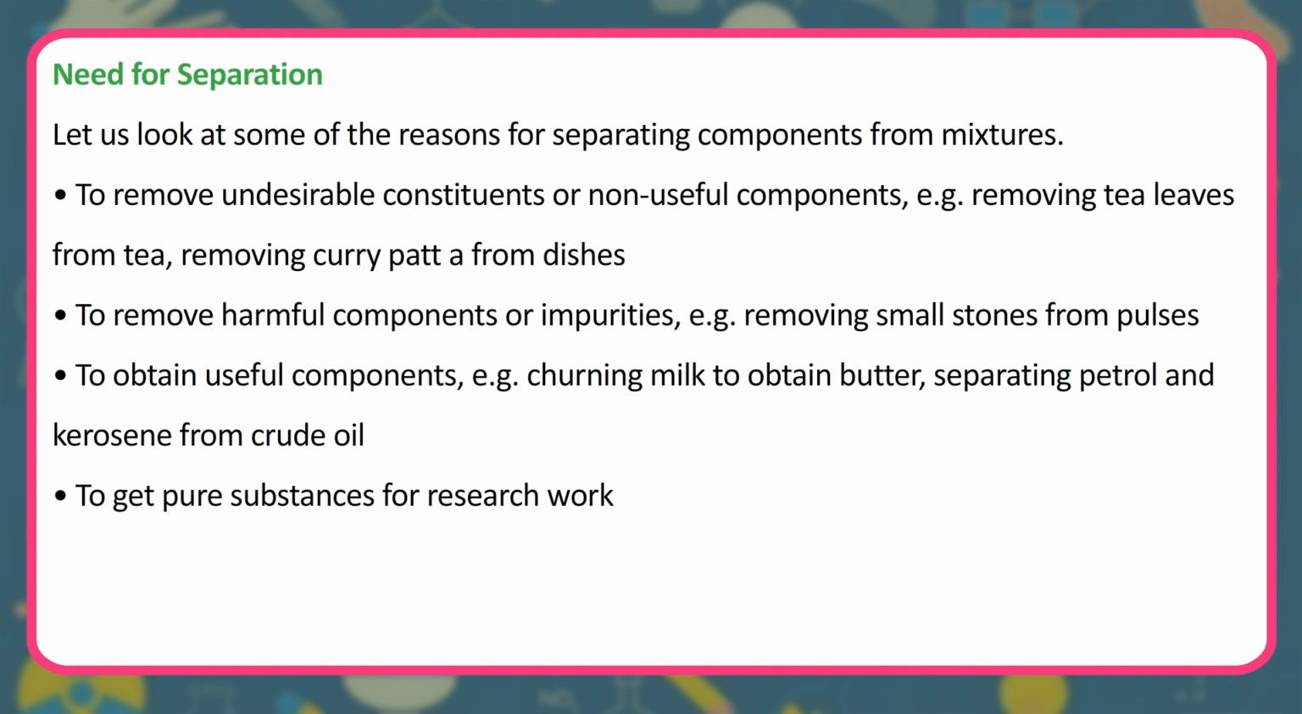Need for separation. Let us look at some of the reasons for separating components from mixtures. To remove undesirable constituents or non-useful components, e.g. removing tea leaves from tea, removing curry patta from dishes. To remove harmful components or impurities, e.g. removing small stones from pulses. To obtain useful components, e.g. churning milk to obtain butter, separating petrol and kerosene from crude oil. To get pure substances for research work.